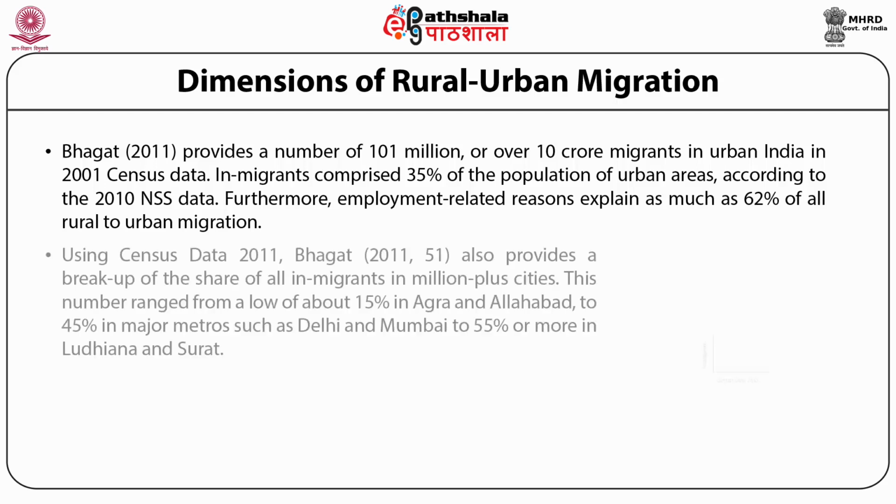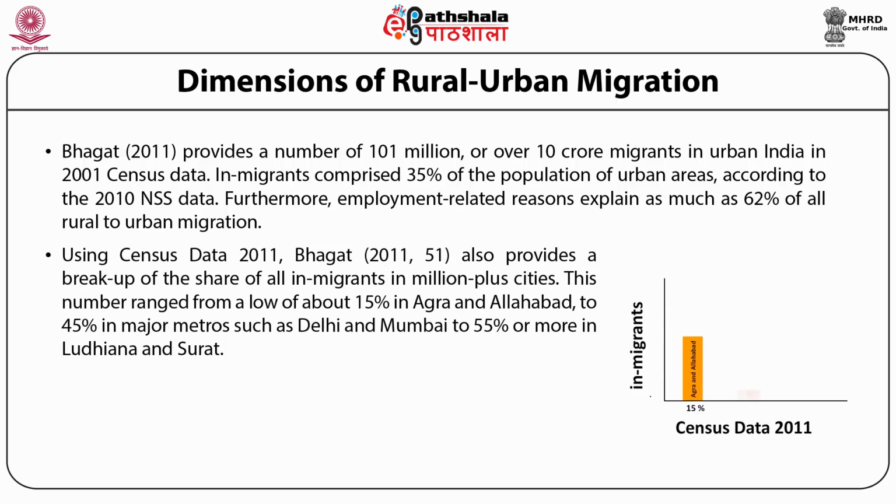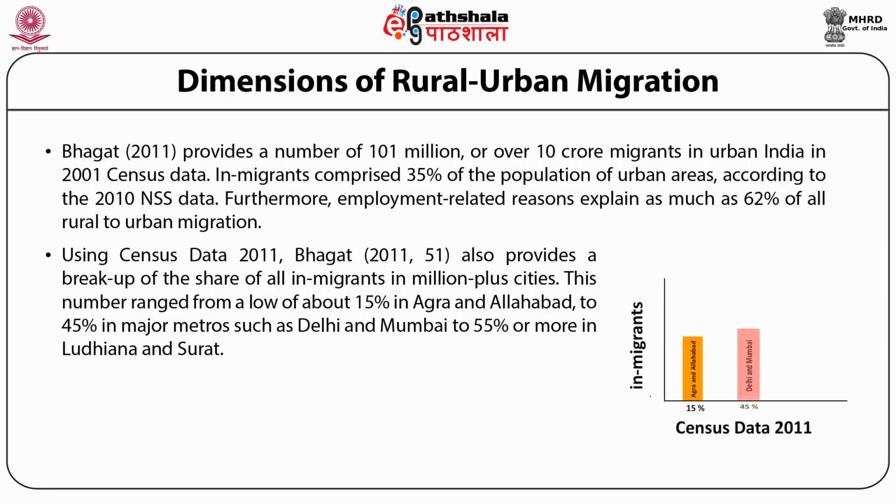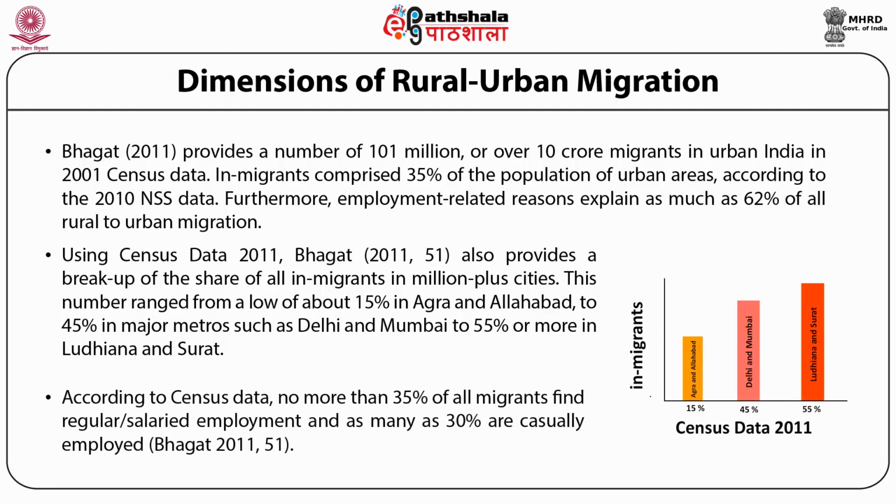Using census data, Bhagat also provides a breakup of the share of all immigrants in million-plus cities. This number ranged from a low of about 15% in Agra and Allahabad to 45% in major metros such as Delhi and Mumbai to 55% or more in Ludhiana and Surat. According to census data, no more than 35% of all migrants find regular or salaried employment, and as many as 30% are casually employed. These numbers point to the pivotal link between migration and the urban informal economy, discussed in later sections.